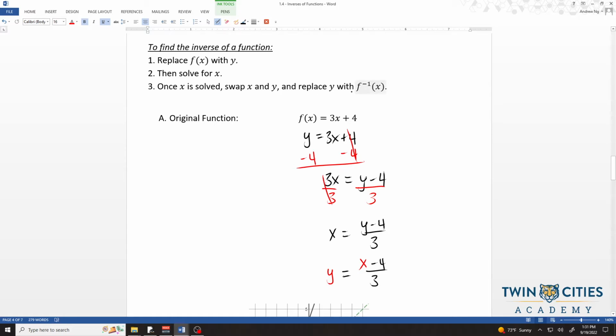And if I change this back to function notation, this is the same as saying f inverse of x equals x minus 4 over 3. This is my inverse function.